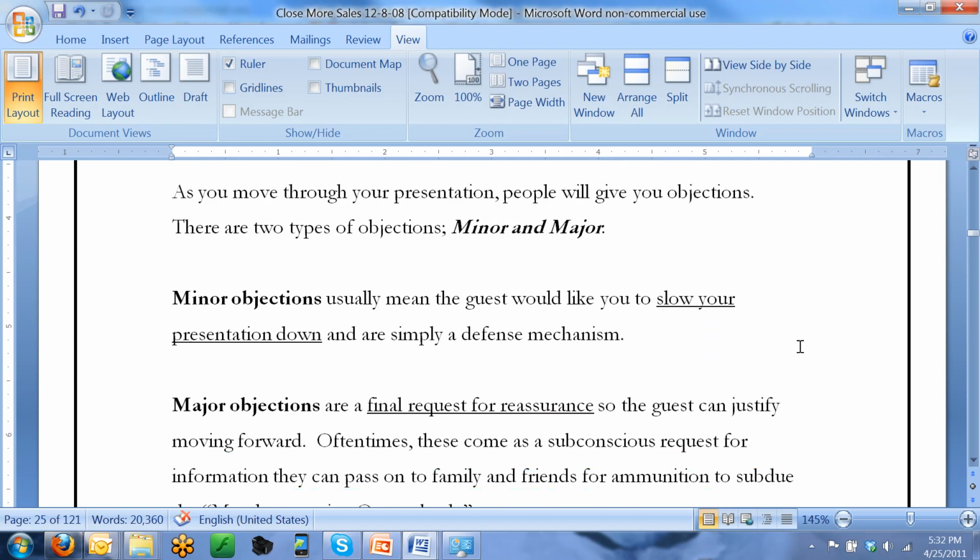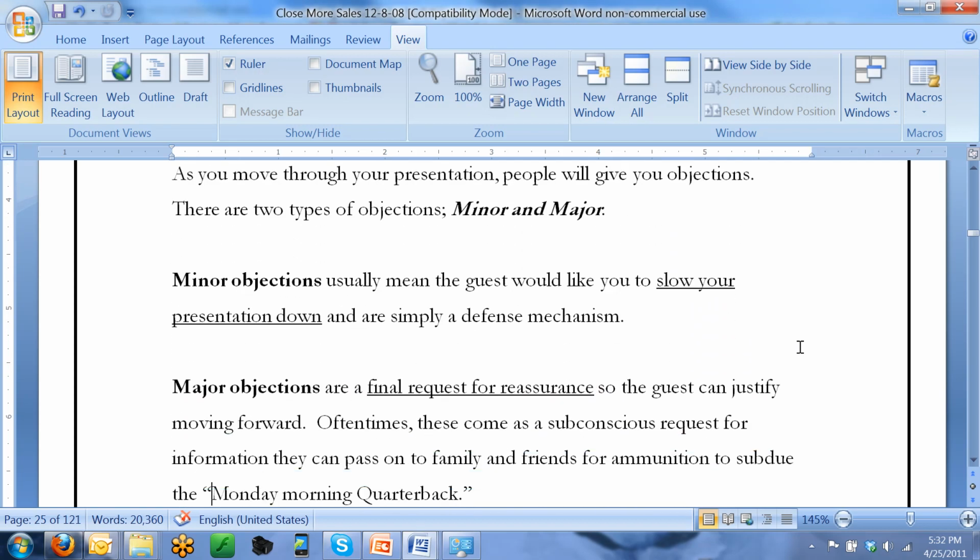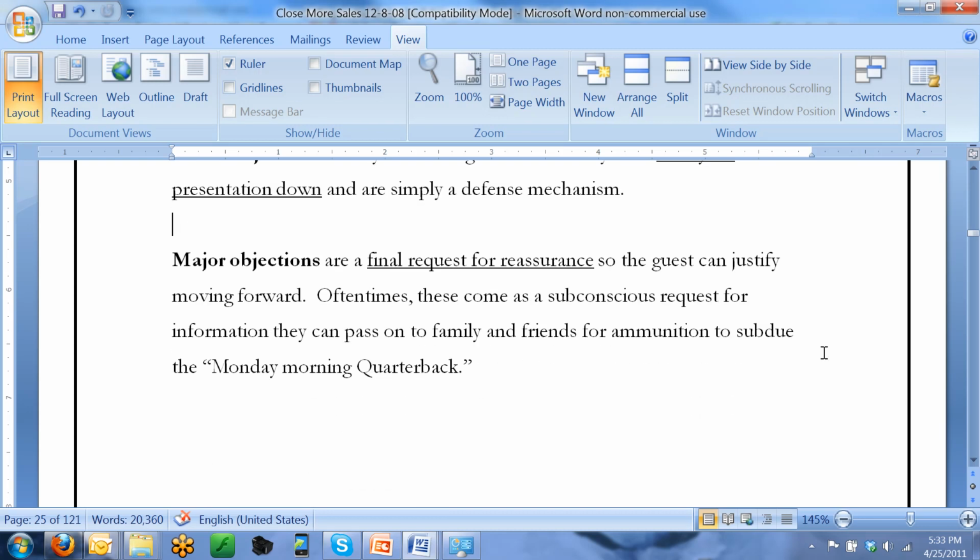Now, as we start to deal with objections, there's just 2 types. Very simply, it's minor and major objections. A minor objection is really the guest telling you they would like you to slow your presentation down. It's just a defense mechanism. Then we have major objections. These are the final request for reassurance. In other words, the final confidence builder to convince your prospect that yes, it is right to move forward.